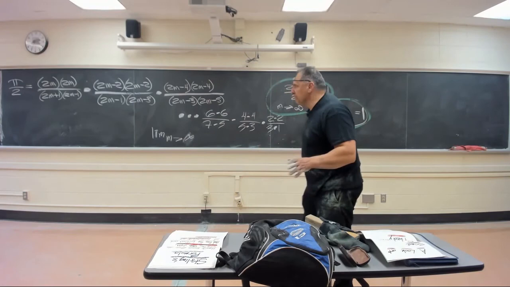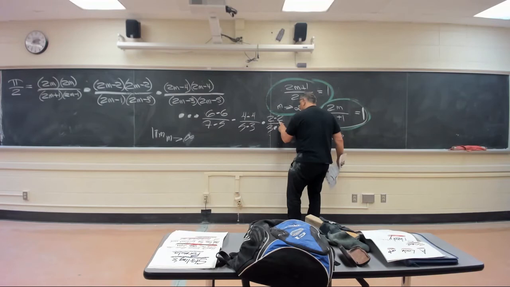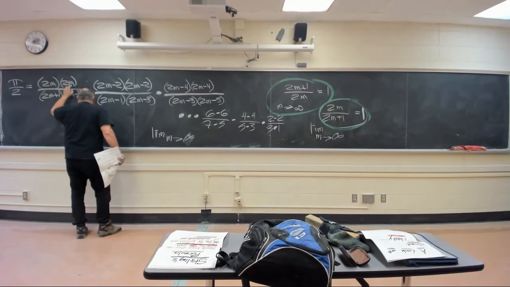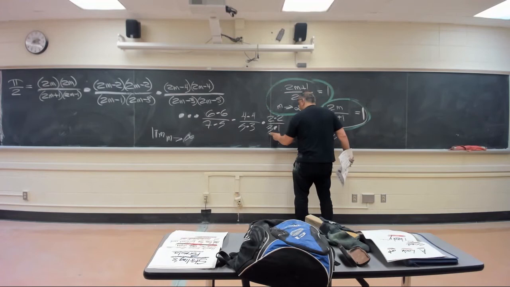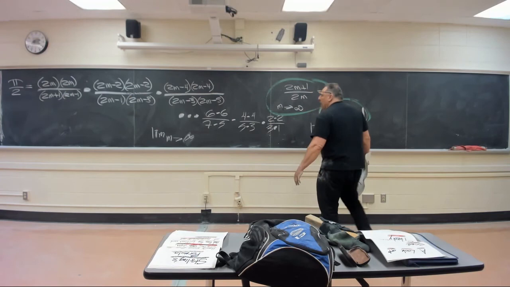What is 2 times 1? 2. Oh, yeah, 2m is the look. M is really, really big. M goes to infinity. But if m is on the small side, 2 times 1 is 2. What's this? This is 2 times 1 plus 1, which is 3. This is 2 times 1 minus 1, which is 1. OK, sounds good. There's m of them. What do you say?